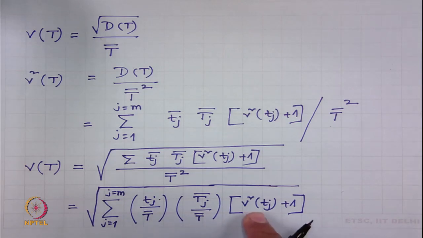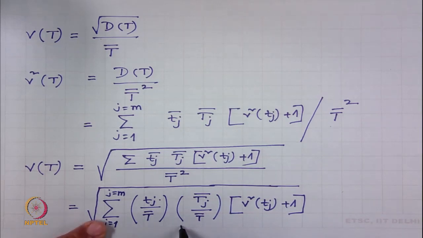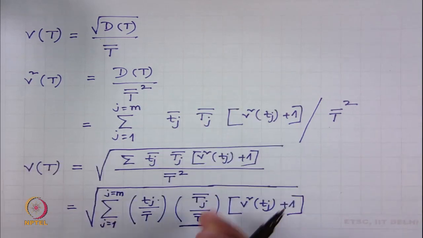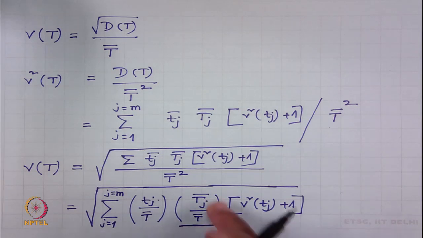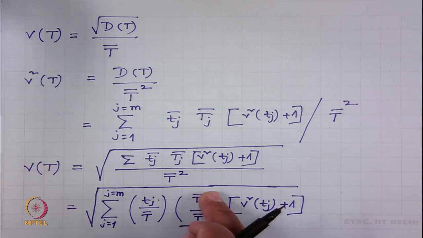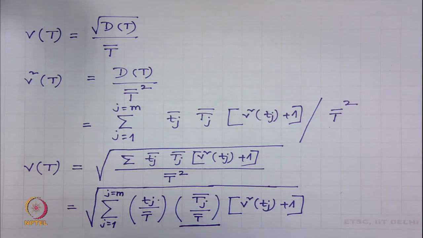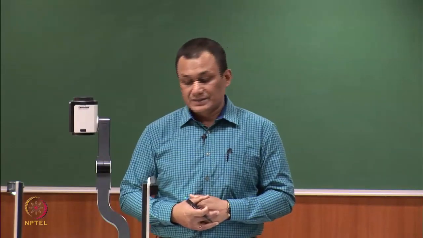This is the square of CV of fiber fineness of jth sliver plus 1. Now, look at this fraction. Mean fineness of jth sliver divided by mean fineness of double sliver. So, this is the mass fraction of jth sliver, right. So, this is the most general expression. Now, we will consider a very special case.